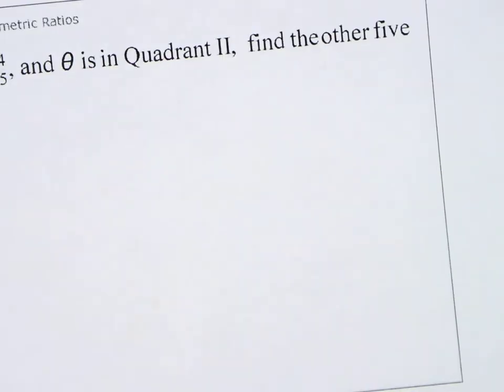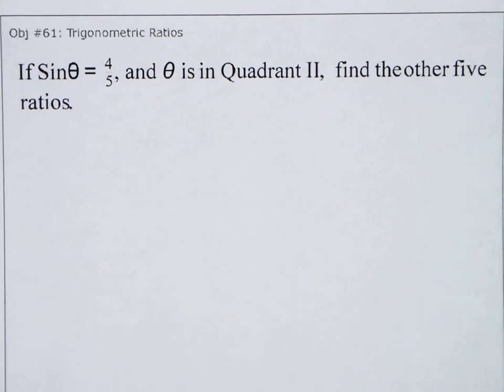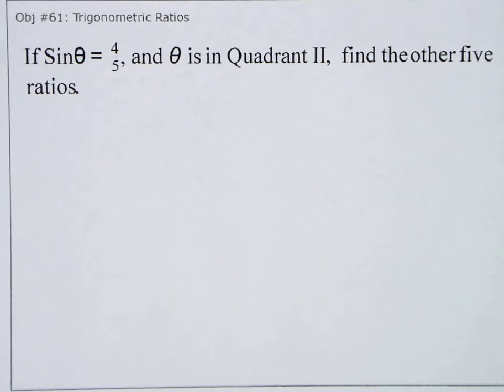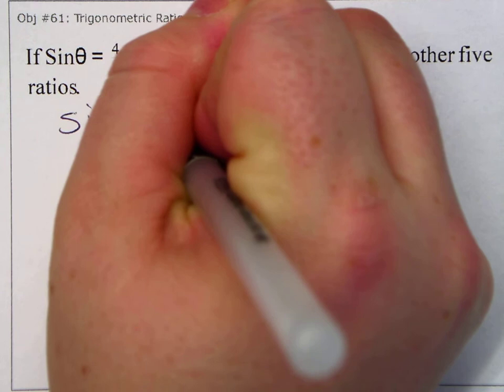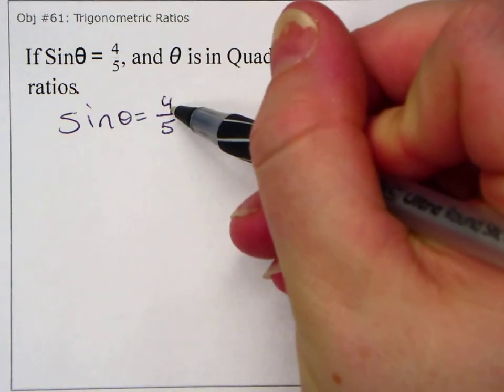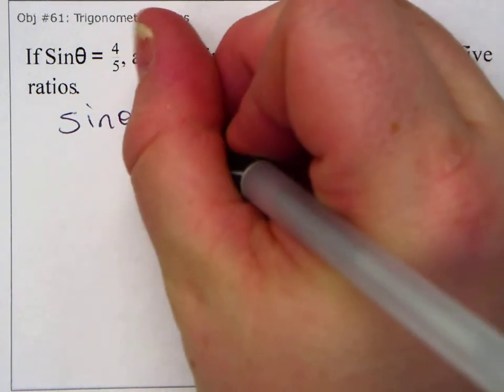Okay. All right. If sine of theta, let me zoom out. If sine of theta is 4 over 5, and theta is in quadrant 2, find the other 5 ratios. All right, so sine of theta is 4 over 5. What do you know about that 4 and that 5 then? If sine of theta is 4 over 5, what does this 4 represent on a triangle? That's your opposite, and the 5 is your hypotenuse.